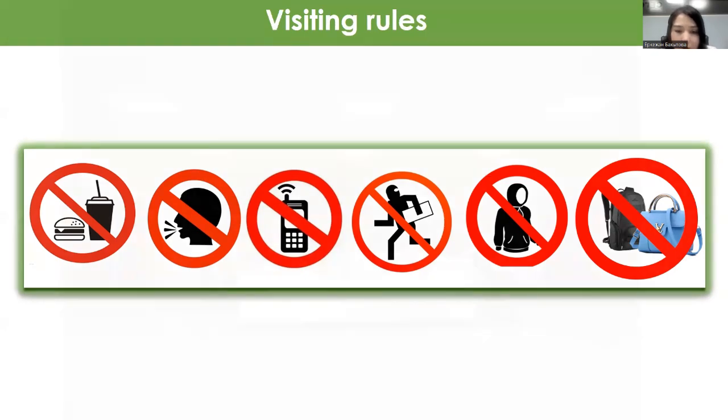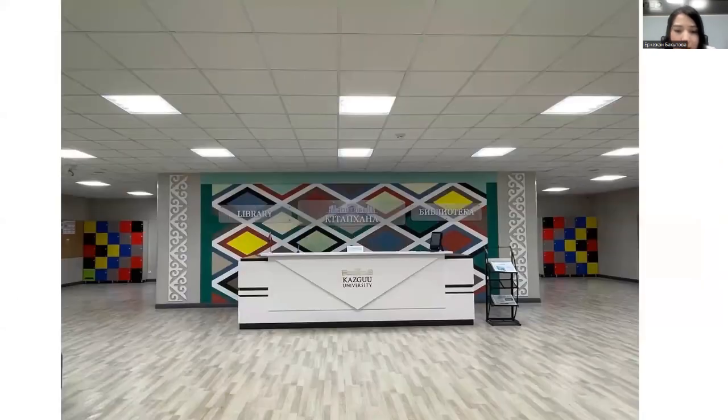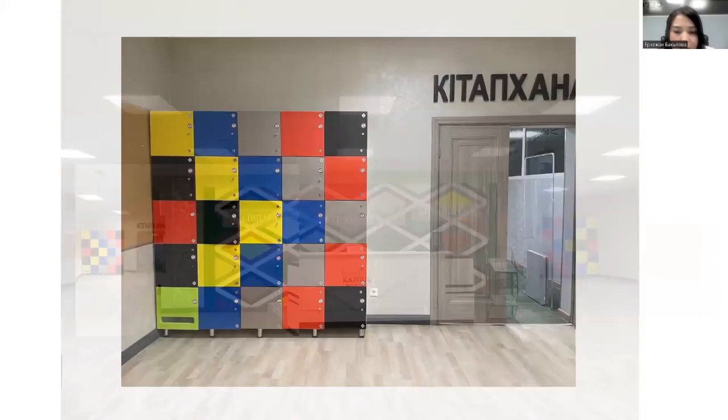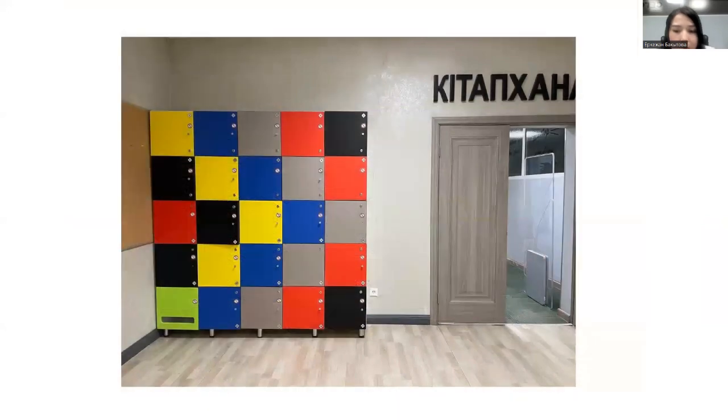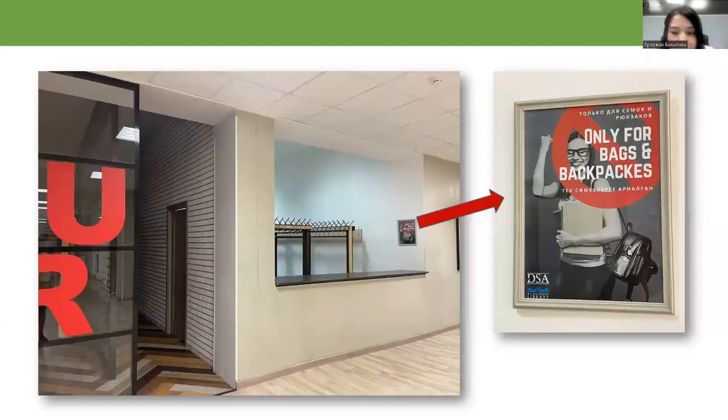We have lockers for bags. They are located on both sides of the reception. You can only leave bags and backpacks there. We do not put outerwear either in the lockers or in the wardrobe for bags. For this, there is a wardrobe on the basement floor.